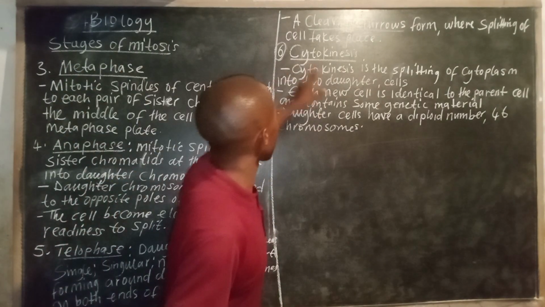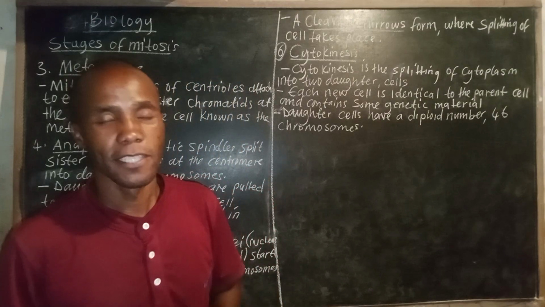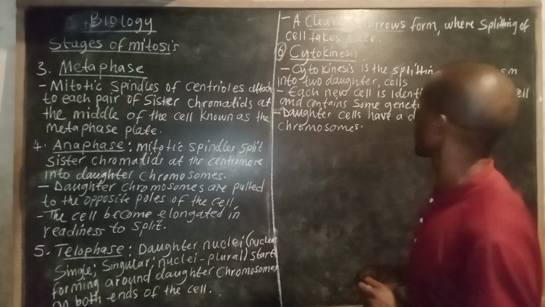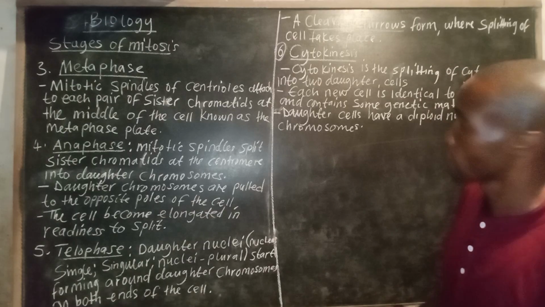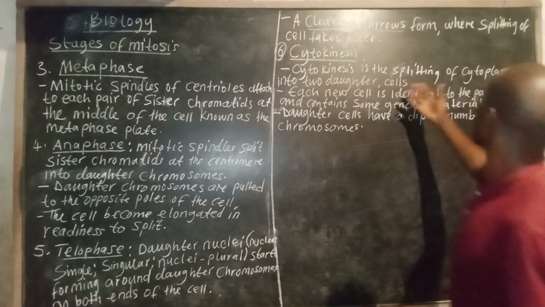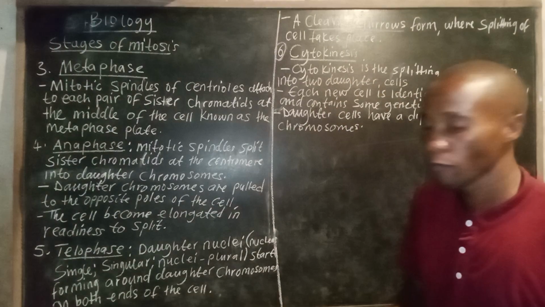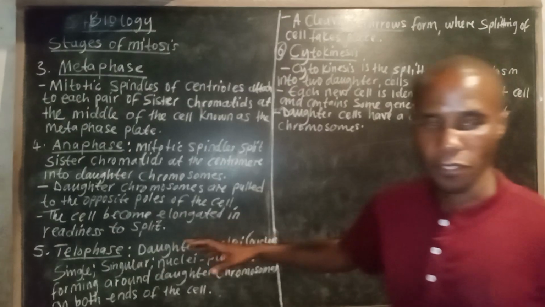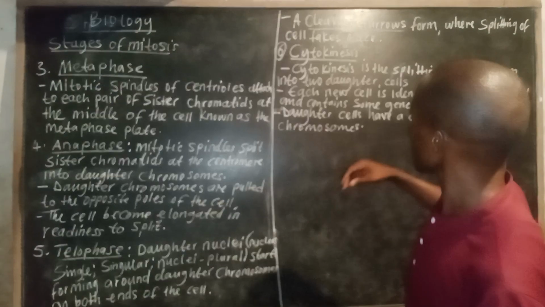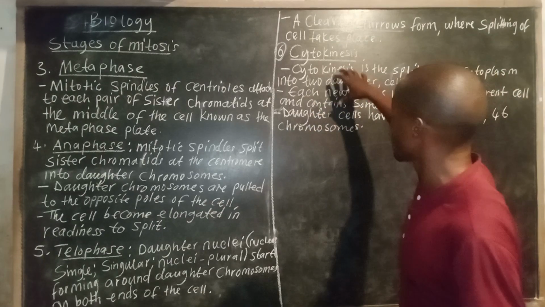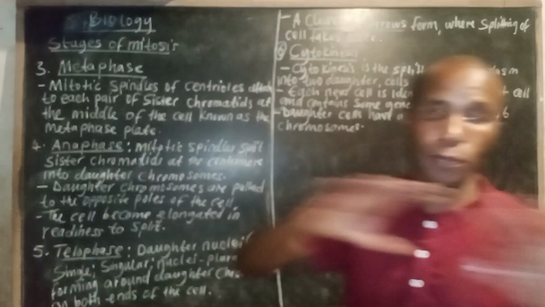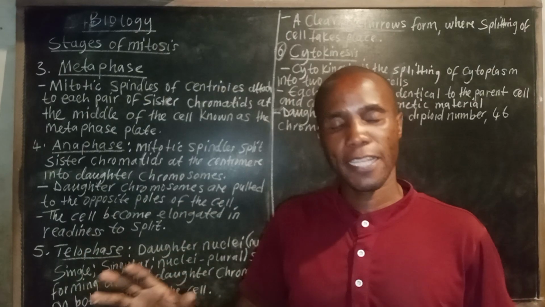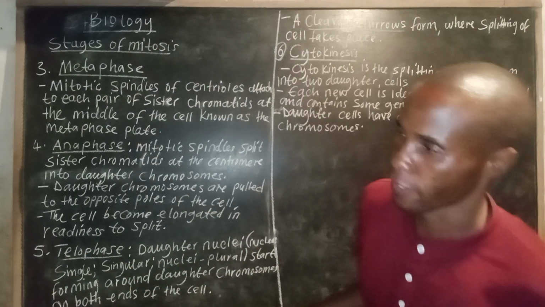Okay, then let us look at the final stage of mitosis under cell division. So this is cytokinesis. Cytokinesis is the last stage of mitosis. Okay, what is cytokinesis? Cytokinesis is the splitting of the cytoplasm into two daughter cells. That is now completed. So meaning when the cell division reached this stage, it means the splitting of chromosomes into daughter cells is actually completed.